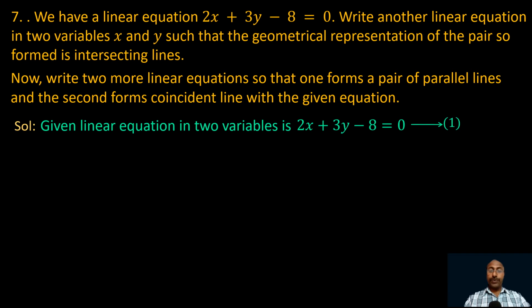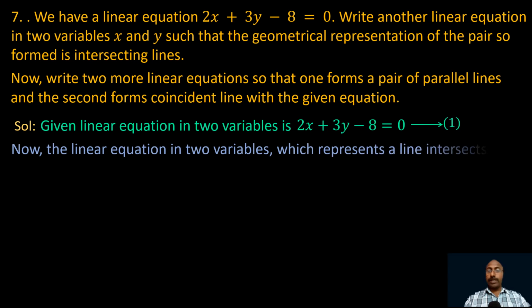A1 by A2 is not equal to B1 by B2. That is, the ratio of coefficients of x is not equal to the ratio of coefficients of y. Okay, so now the linear equation in two variables which represents a line intersecting the line represented by equation 1 is, so if we take 2 times the x coefficient, that is 4x.